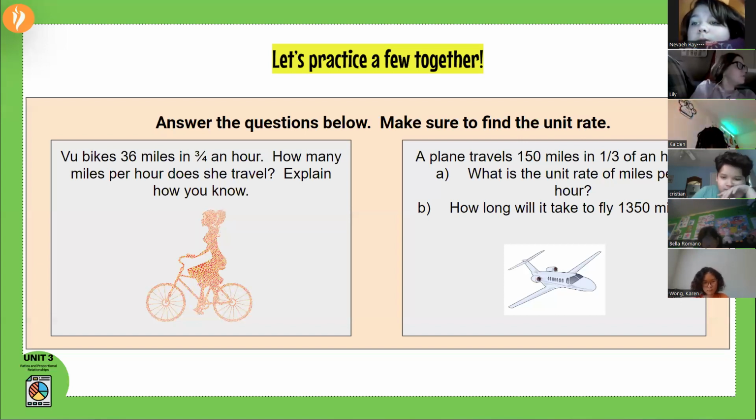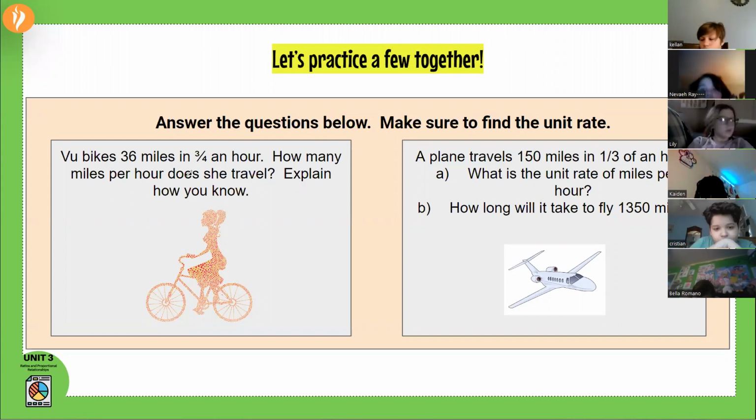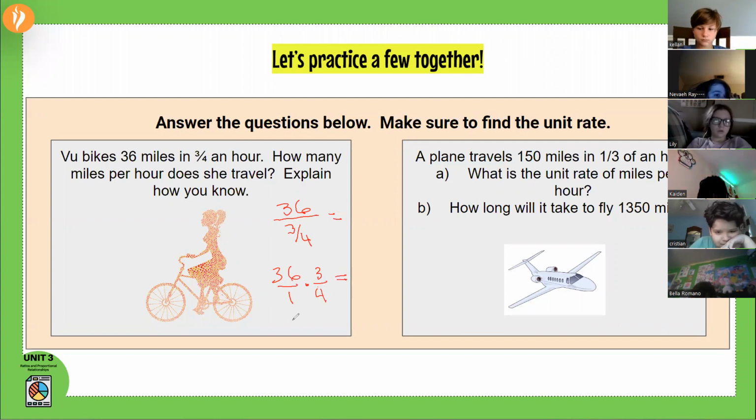Good. All right, so basically, guys, just like we did last week, we're dividing the miles by the speed. Good, Nevaeh. All right, so on the first one, if Vu goes 36 miles in 3/4 of an hour, we're dividing 36 by 3/4. So what does that look like? Good, Karen. We're doing 36 divided by 3/4 of an hour. And then how do you divide fractions? You keep it, change it, flip it.